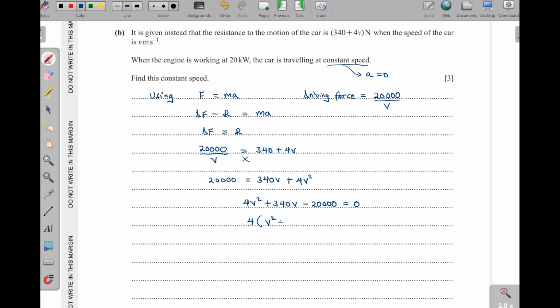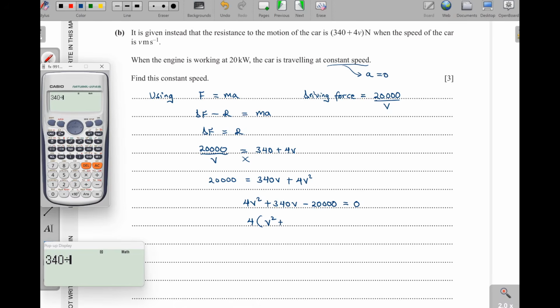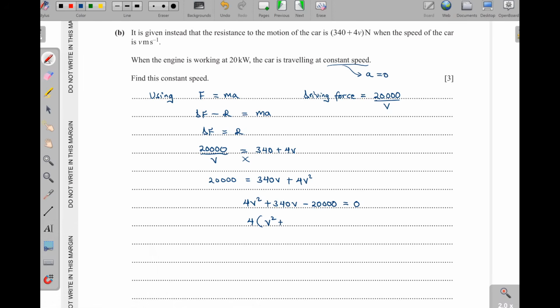It is common, then plus 340 divided by 4, that is 85. So we have 85V, and then 20,000 divided by 4, of course, this one will give us 5,000, which is equal to 0. When you divide all through by 4, that one disappears. So we have a simplified quadratic equation here.